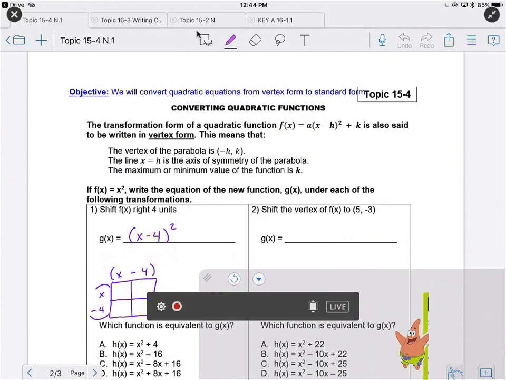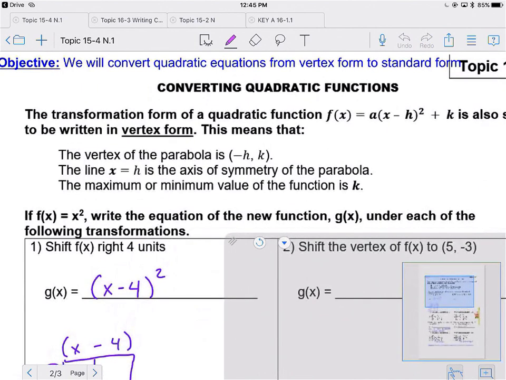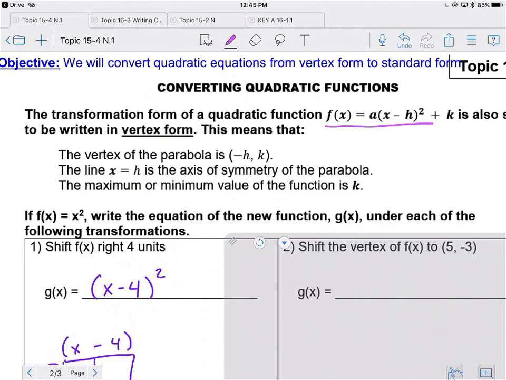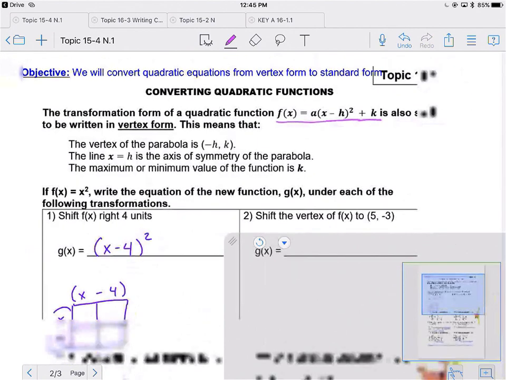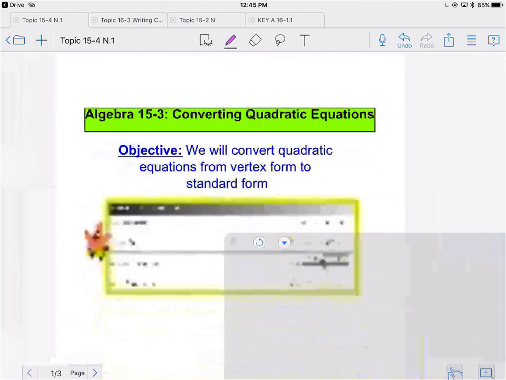This video covers topic 15.4 over converting quadratic functions. The transformation form of a quadratic function is f(x) = a(x - h)² + k, which is also said to be written in vertex form.